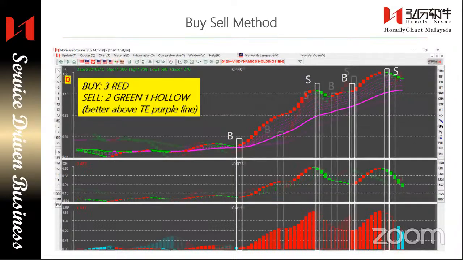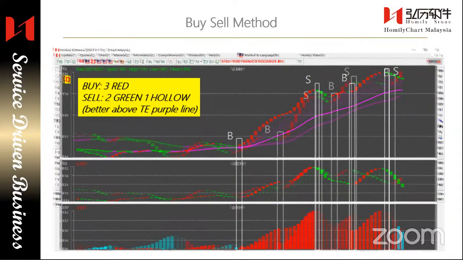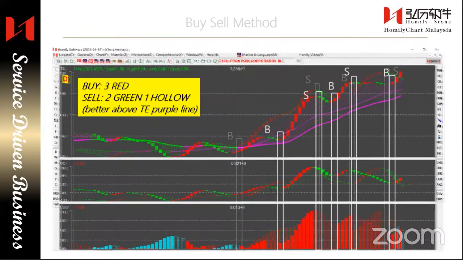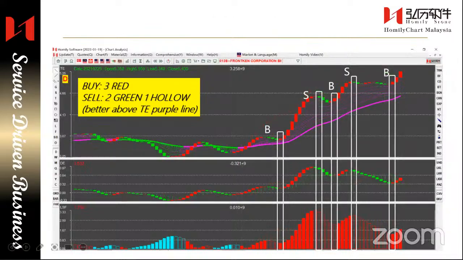Okay, how about other cases? A very familiar stock, Franken. You see the left part also shows some three red or two green, one hollow sell, but in the left part the stock is below the line, so it is not that strong. So we focus more on the columns. You see the red is above the line. So this will be a very beautiful buy point. Then green, hollow will be a sell point.